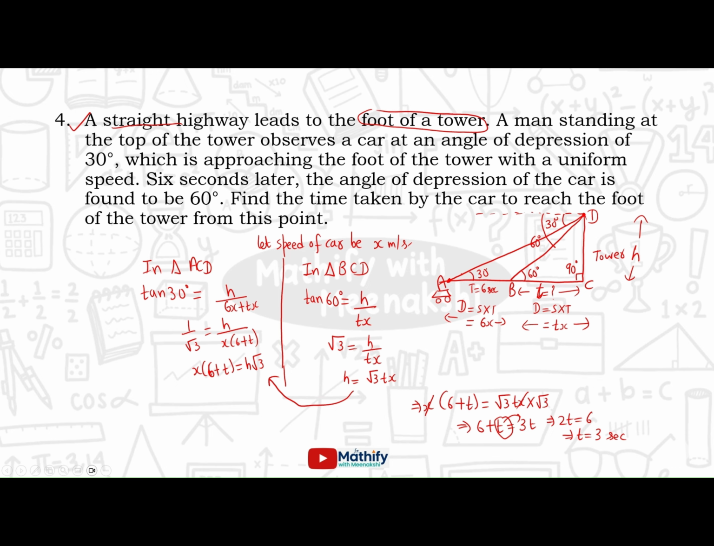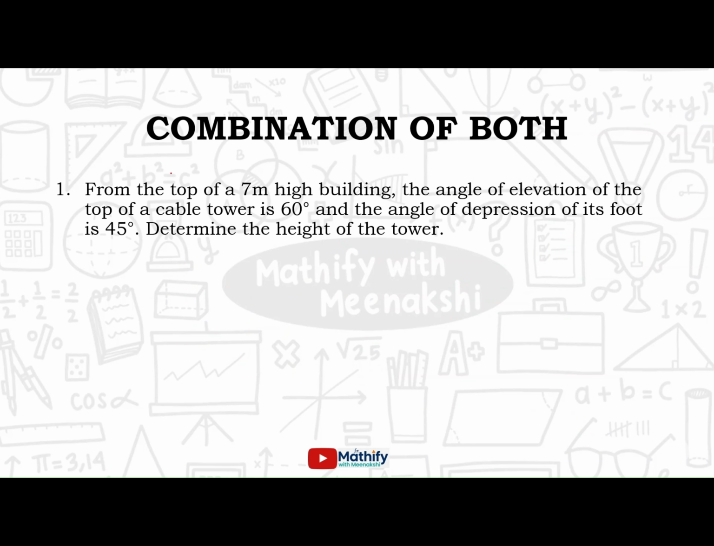Let's move to the next topic. Now let's move to the last topic, a combination of both. In this I have included those questions where we'll use both angle of elevation as well as angle of depression. So from the top of a 7-meter high building. So we have a 7-meter high building. This is the ground. So building.